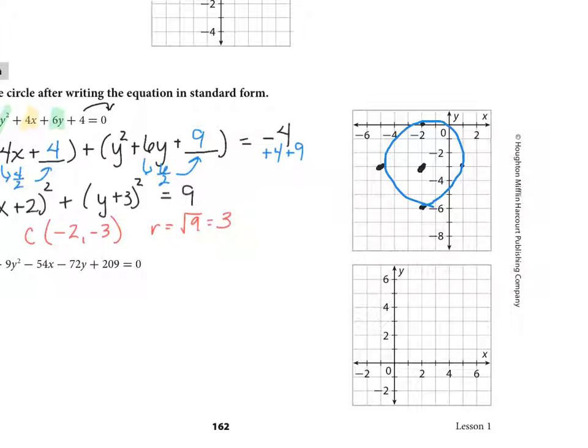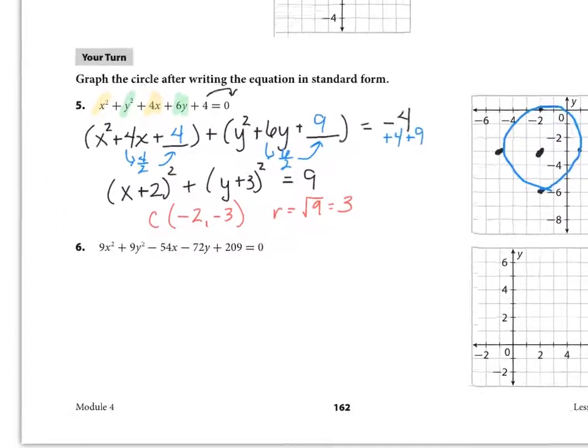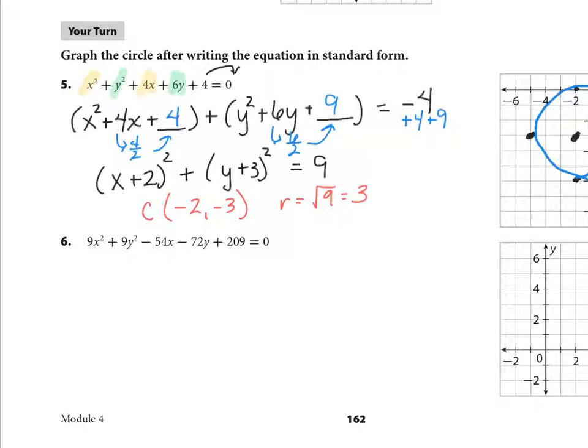Tomorrow in class, we'll discuss these problems where the x squared and the y squared have coefficients. We're still going to do the same thing. We're going to complete the square, but we do need to deal with those coefficients, and we'll cover that in class tomorrow.